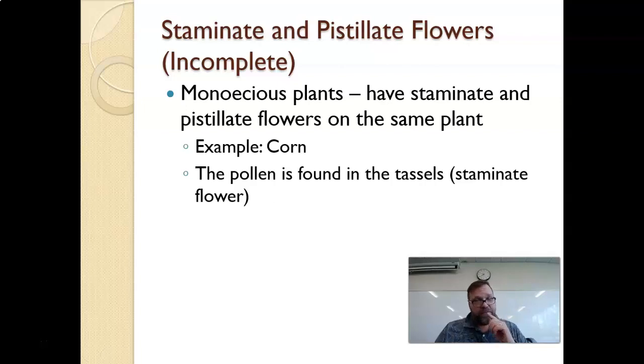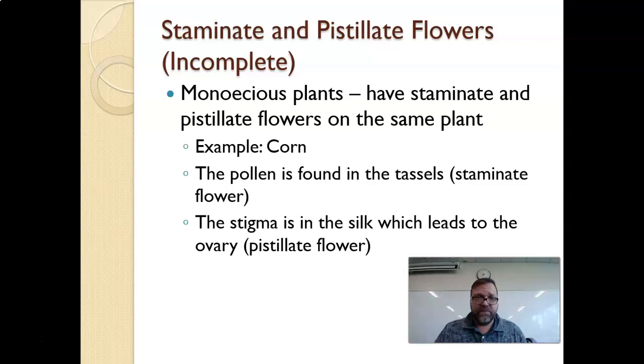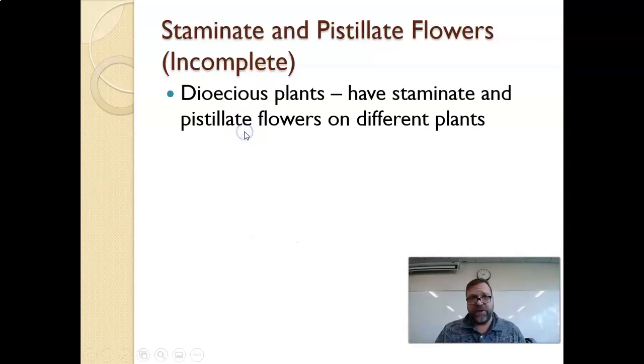An example would be corn. Pollen is found in the tassel. That's the staminate part. And the stigma is in the silk, which leads to the ovary. That's the pistillate part. So on that same stalk of corn, you have both male and female, staminate and pistillate flowers. Different flowers in different places, but they have both the male and the female parts.